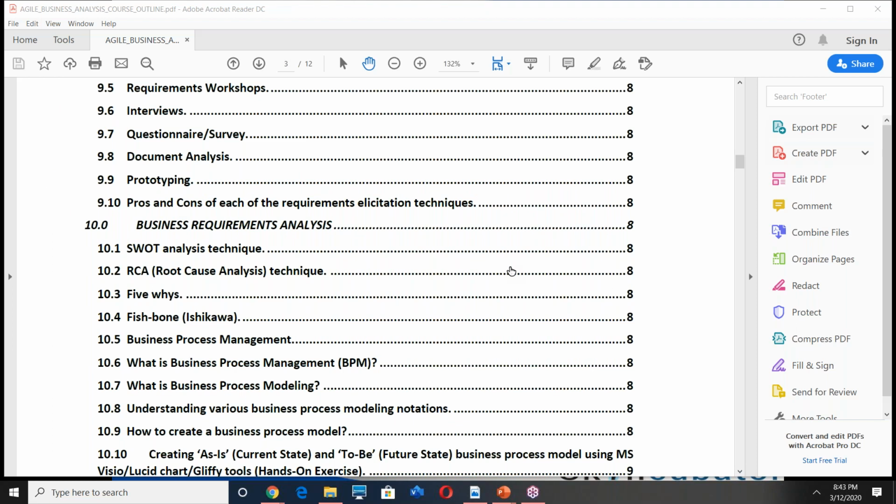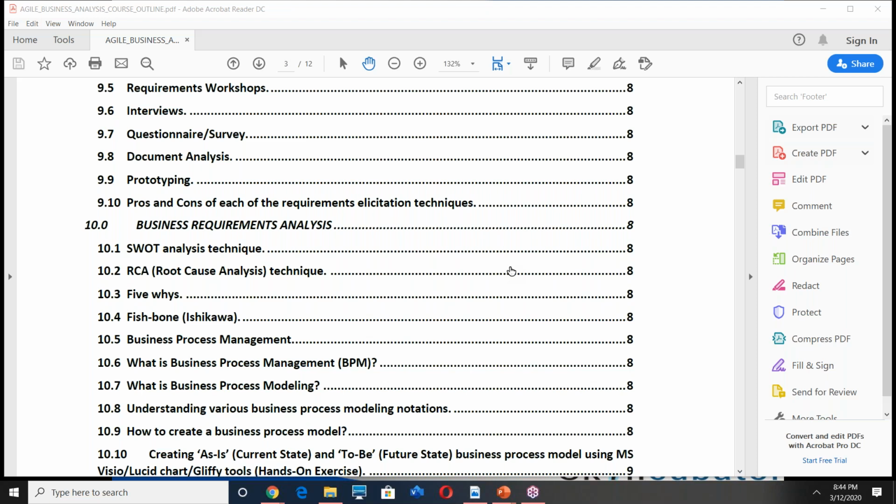Once we understand the elicitation techniques, then we'll go on to the analysis techniques, which is the most important part of this training, because this is where you will be actually learning and using a lot of tools as part of your analysis. Of course, we talked about some of the tools which you'll be using even before this, but this is where I will be focusing heavily.